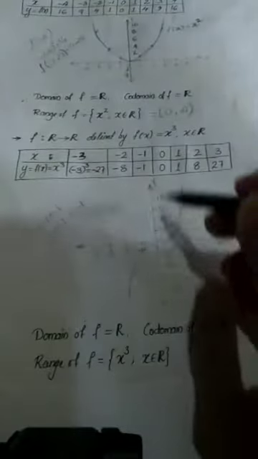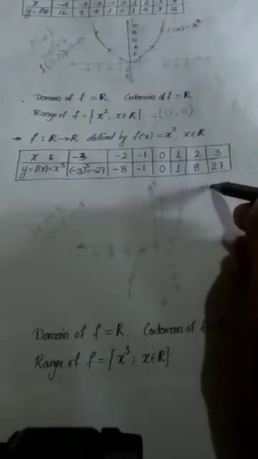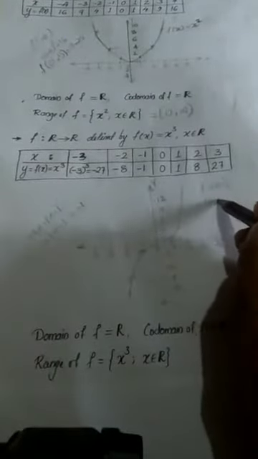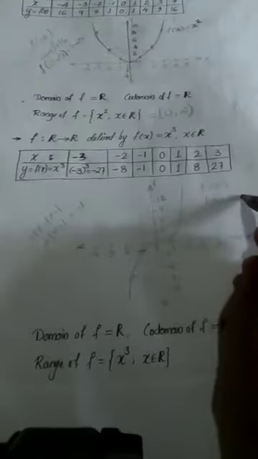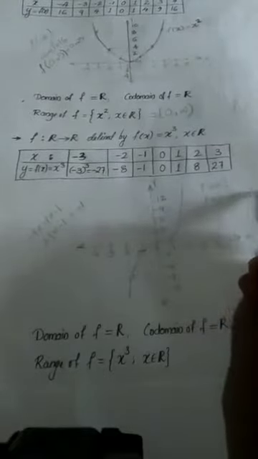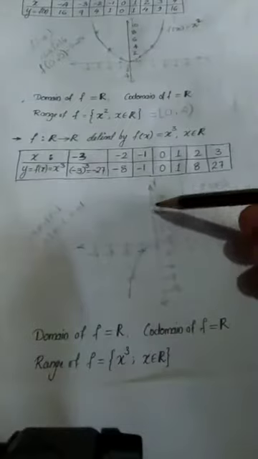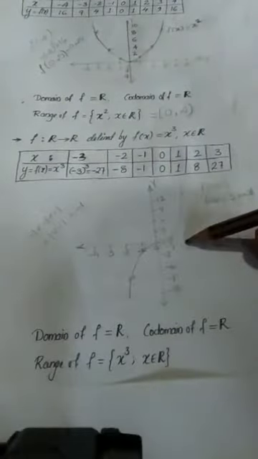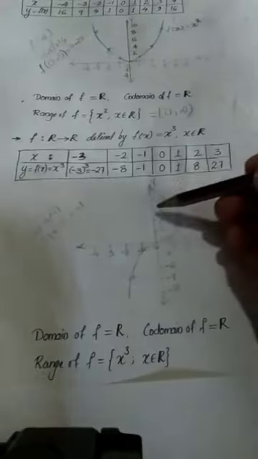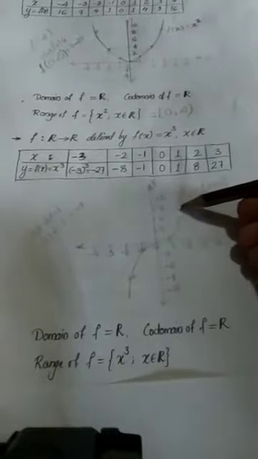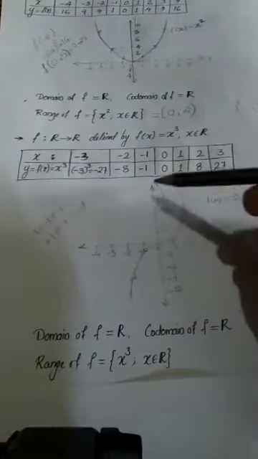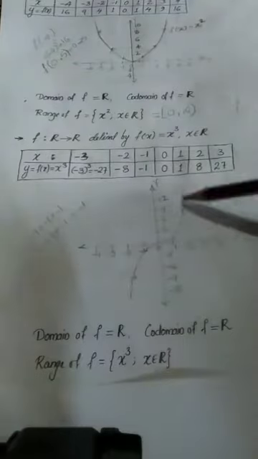Actually, in the y-axis, 1 centimeter is equal to 3 units. That's why I'm labeling 3, 6, 9, 12 like this. 1 centimeter is equal to 3 units. So then the image of 2, 2 cubed, that is 8, which is here. So we got some points. So just plot a graph through these points.